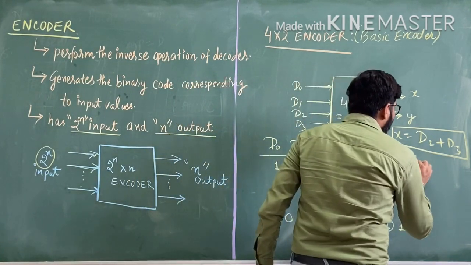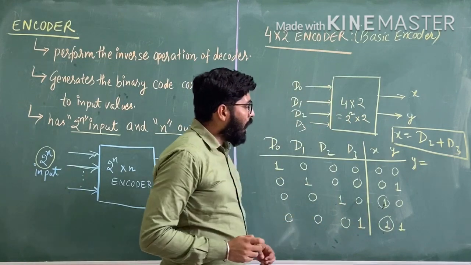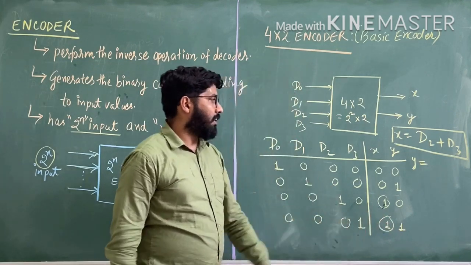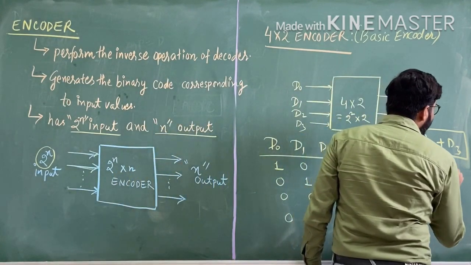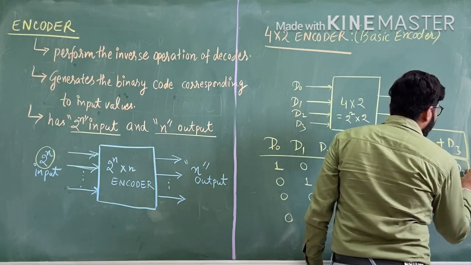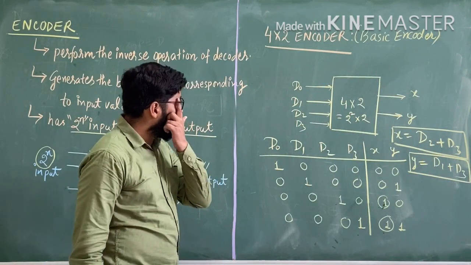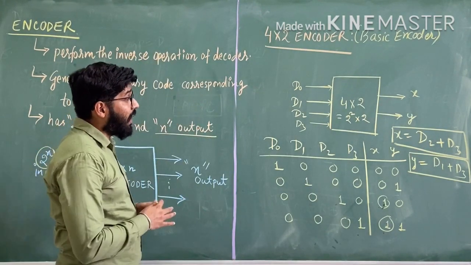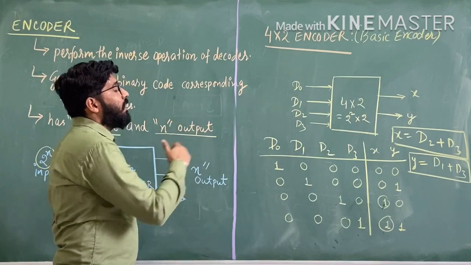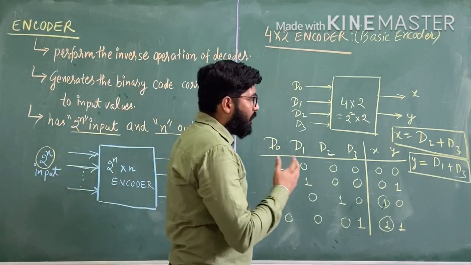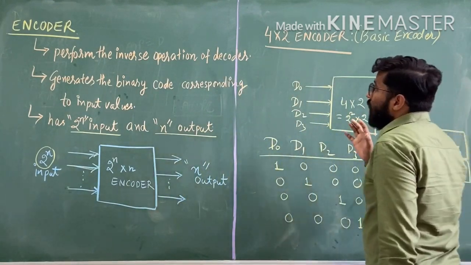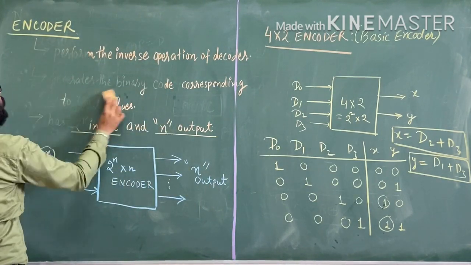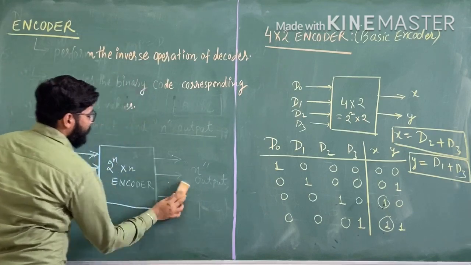Now we have output y. You will see the output y is 1 when D1 is active and when D3 is active. So it is the summation D1 plus D3. So we have x equals D2 plus D3 and y equals D1 plus D3. Now you have to design a combinational circuit of this encoder. With the help of the combinational circuit, you have to see the 4 cross 2 encoder. So now we will see the combinational circuit of the 4 cross 2 encoder.